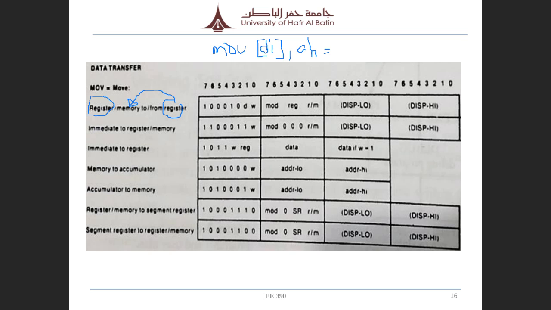Is that clear which format it is? Yeah, so register to memory. Memory, because the square bracket means memory, and the memory location is not directly given here. So it is represented by DI.